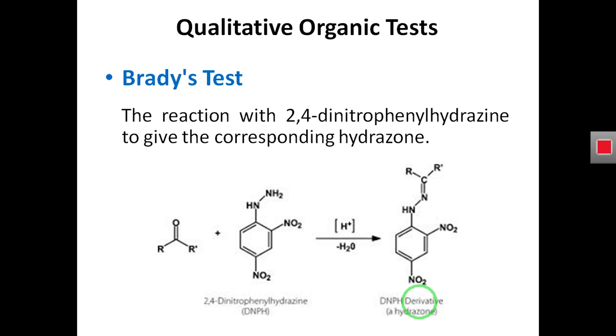So during the Brady's test, if we are reacting a ketone with the reagent 2,4-dinitrophenyl hydrazine, and we are having a brown or pale yellow color in the test tube, it will be the identification that the ketone has reacted with this reagent and has converted into a product that is a derivative of our initial reagent, and it will show the presence of a ketone by the color change.